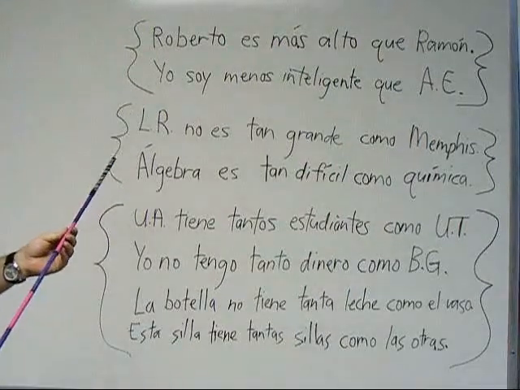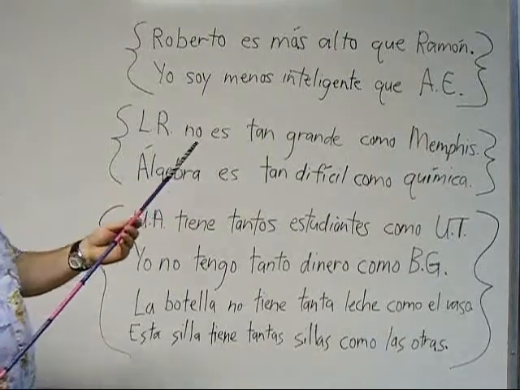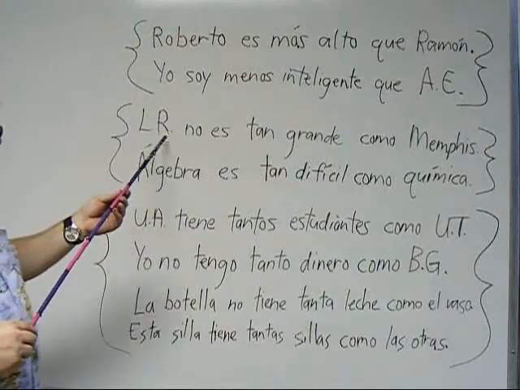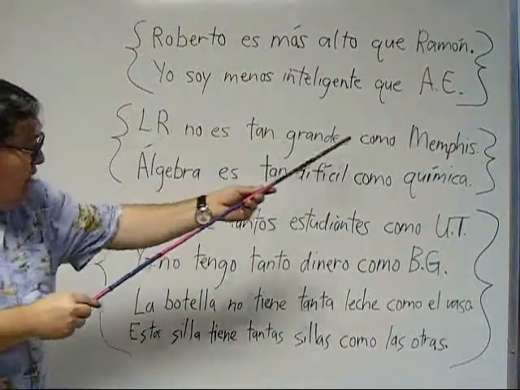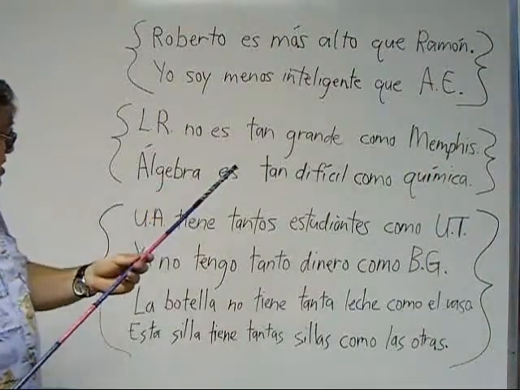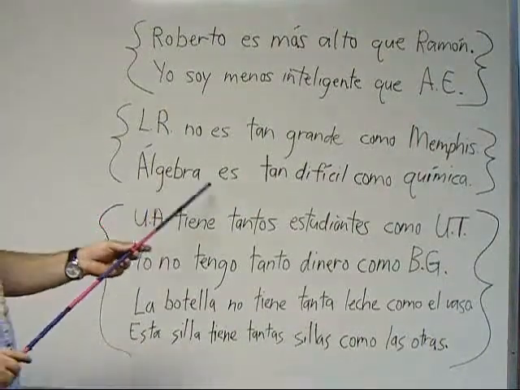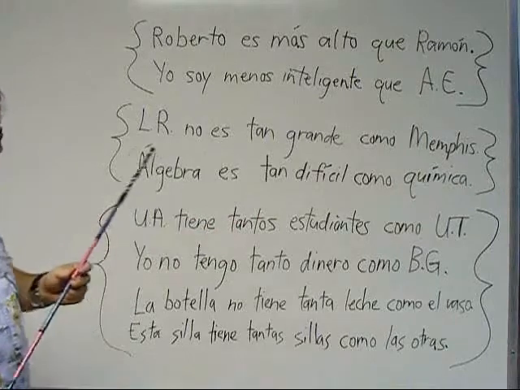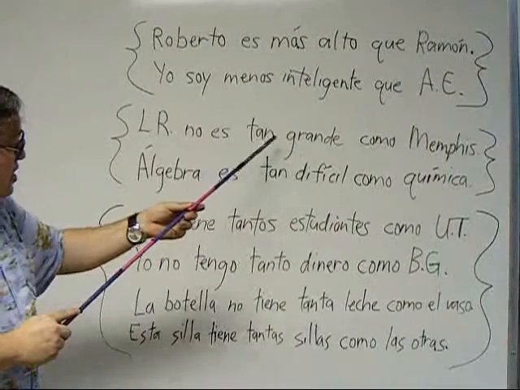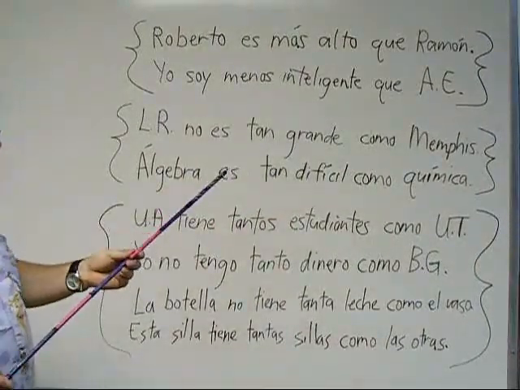Now in the second unit that I have here, I have Little Rock no es tan grande como Memphis, and álgebra es tan difícil como química. Little Rock is not as big as, so the tan here is like an as, and the como is like an as. Little Rock is not as big as Memphis. Or algebra is as difficult as chemistry. As hard as. So you have tan, blank, como, with some adjective going between the tan and the como.